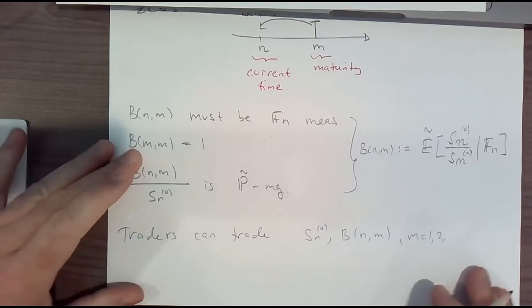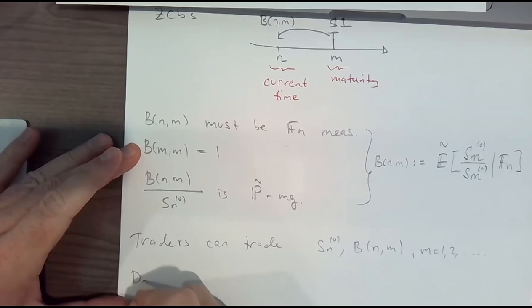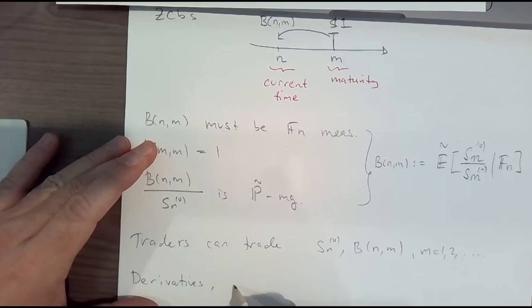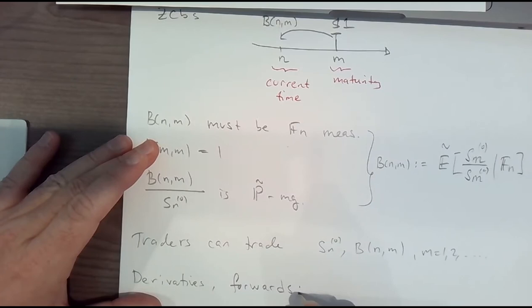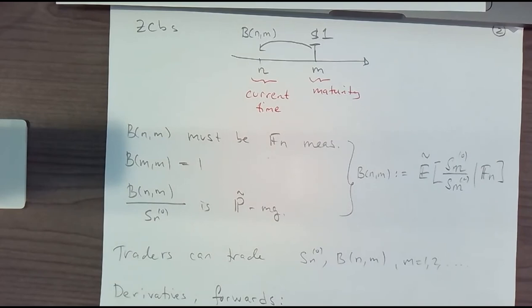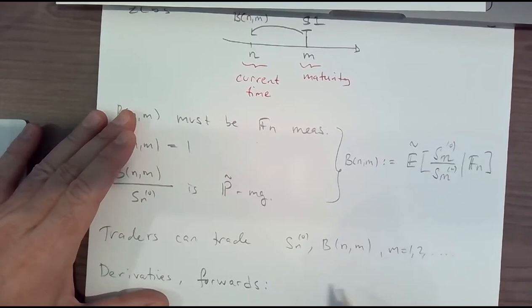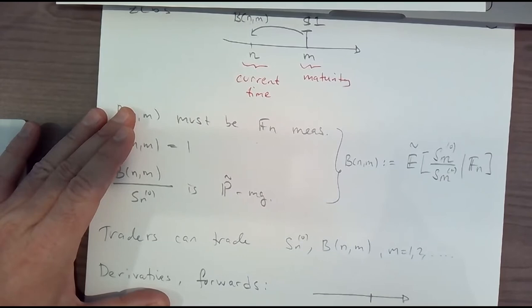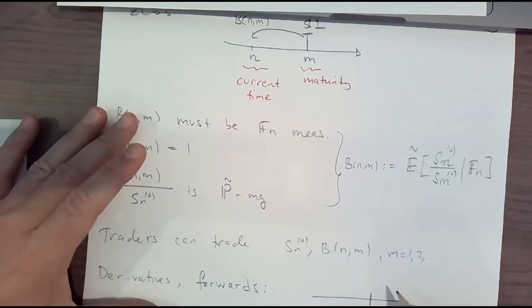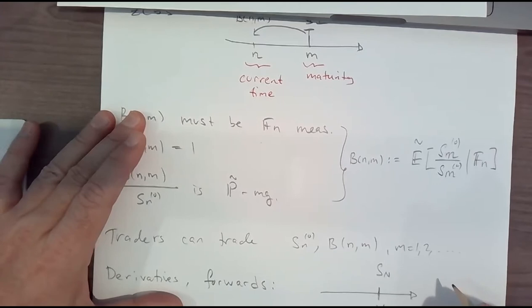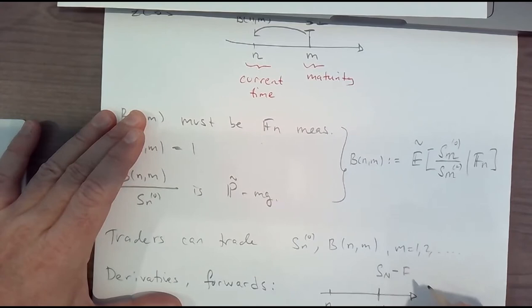So then the thing we did last time was we're going to start looking at derivatives. And the one we looked at last time was a forward. So let's look at forwards. Forwards pay off at some particular date in the future. So the forward will pay off sometime in the future, say time capital N, and the payoff is going to be something random, say S_N minus the forward price. And so if current time is little n, then the payoff is going to be something. I think we call this here K last time.